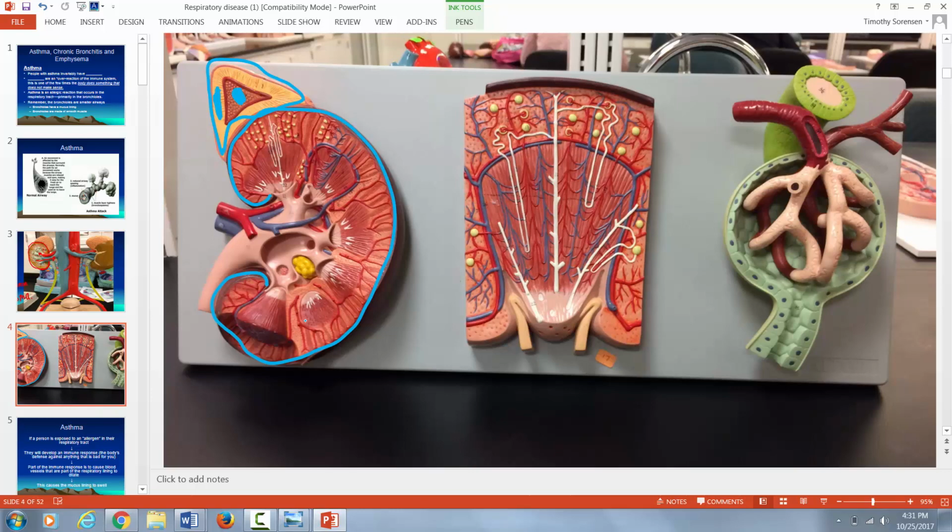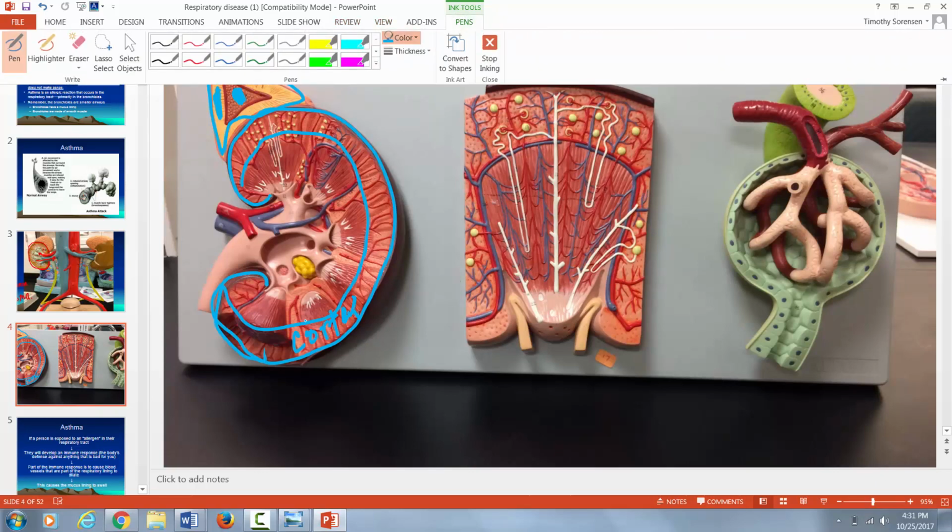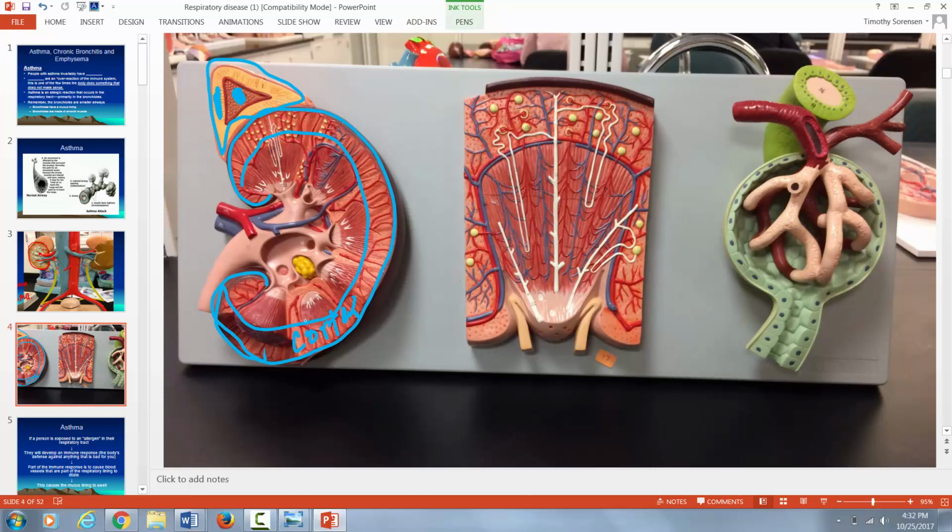And then if we look, the kidney itself can be divided into basically two anatomical parts. You've got the outer region of the kidney here, which is the cortex of the kidney. And then you have the inner portion of the kidney, which is this area right here, considered the medulla of the kidney. And then you have this area right here, which is called the renal pelvis.